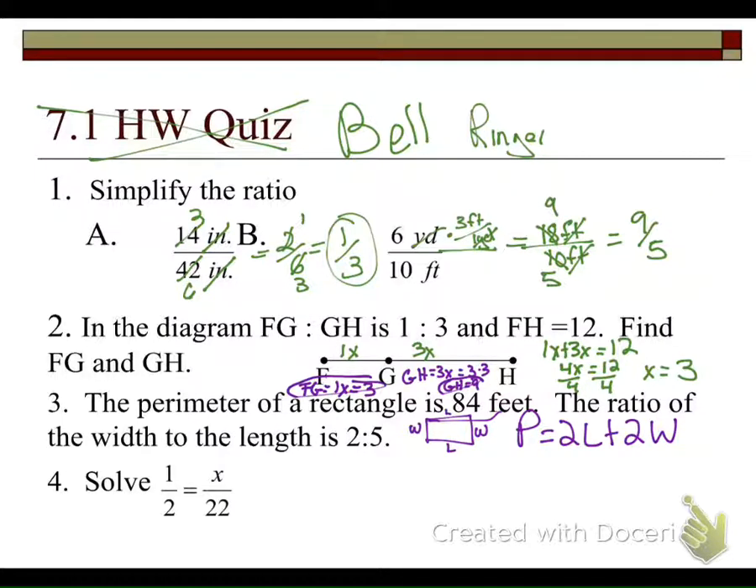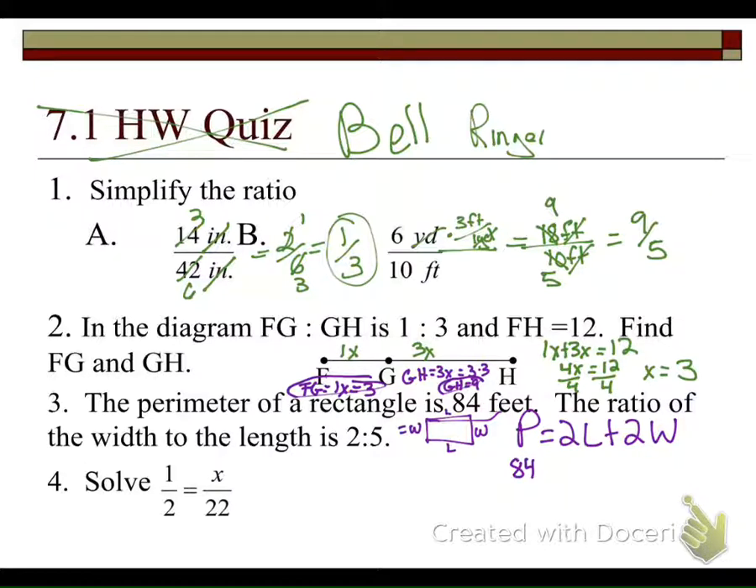How much is my perimeter? What is our perimeter length? 84. And then now we have to use that ratio. We see for every 2 parts of width, we have 5 parts of length. So now I have to create those. What length and width are equal to?